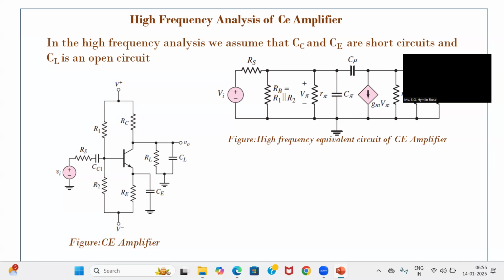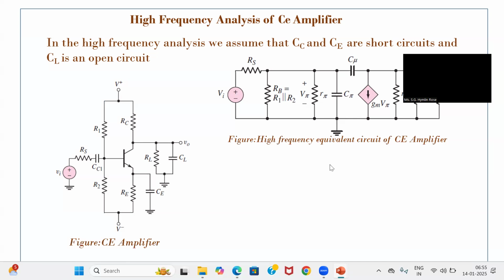The input capacitance of an amplifier reduces the circuit gain by 3 dB when the capacitive impedance equals the resistance in parallel with the input. That is your R1 parallel R2. The Miller effect is also included. The Miller effect amplifies the input capacitance of a common emitter circuit.